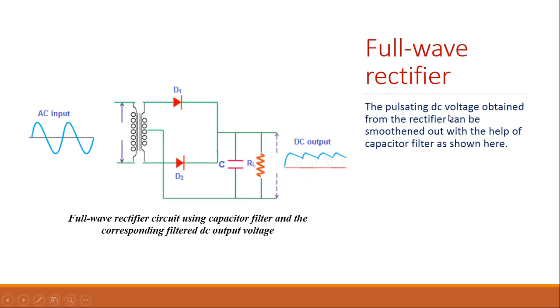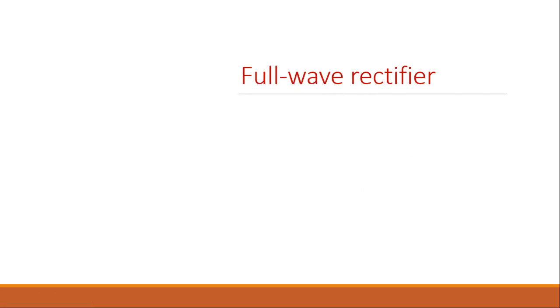The pulsating DC voltage obtained from the rectifier can be again smoothed out with the help of a capacitor filter as shown in this diagram. Here you can see that the capacitor is connected in parallel with the load resistance RL and it can smoothen out the output voltage obtained from the full wave rectifier circuit. A stable DC voltage can also be obtained.